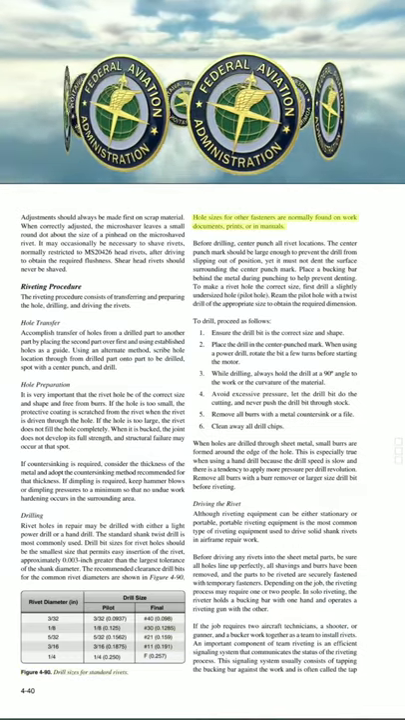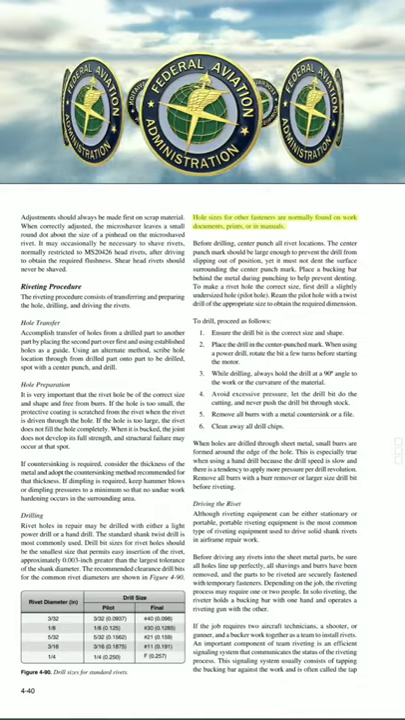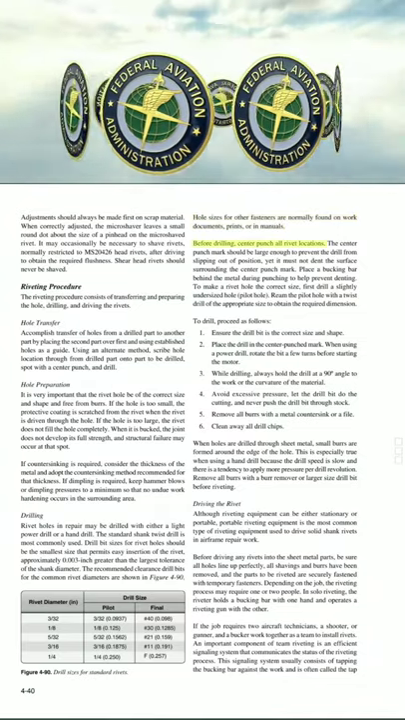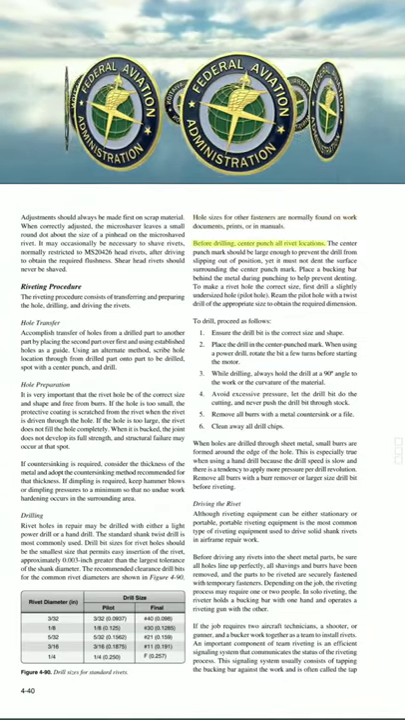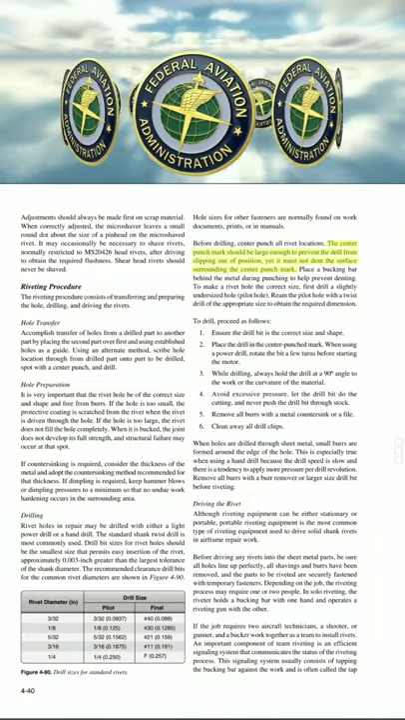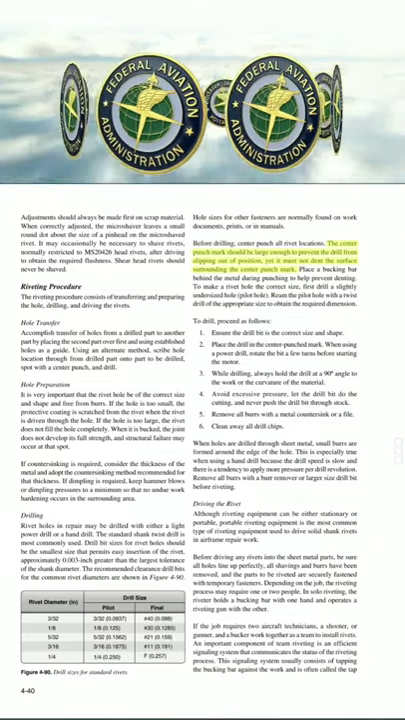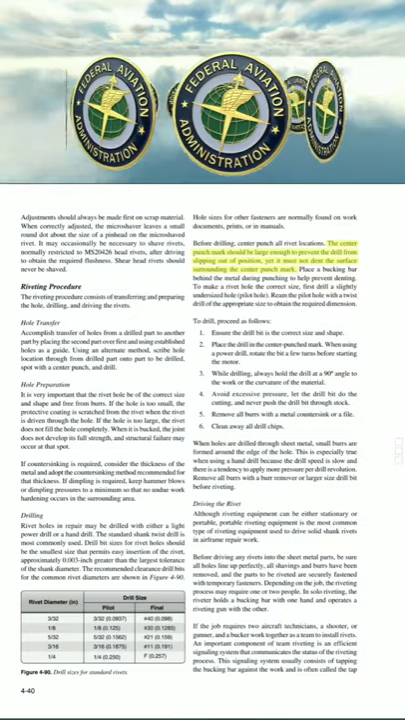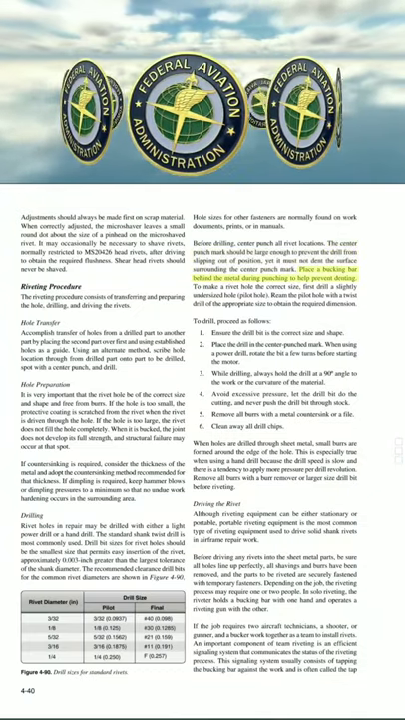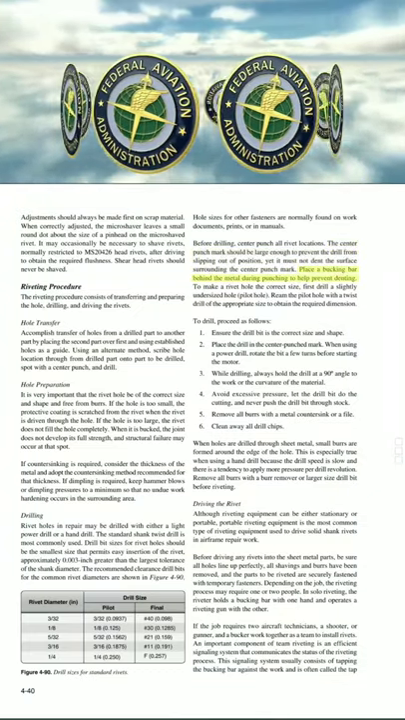Hole sizes for other fasteners are normally found on work documents, prints, or in manuals. Before drilling, center punch all rivet locations. The center punch mark should be large enough to prevent the drill from slipping out of position, yet it must not dent the surface surrounding the center punch mark. Place a bucking bar behind the metal during punching to help prevent denting.